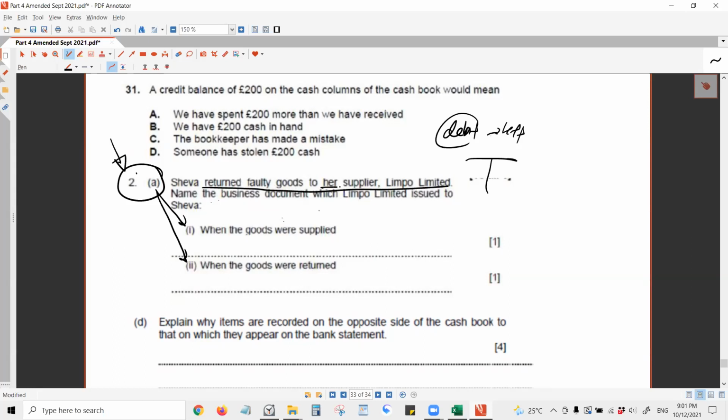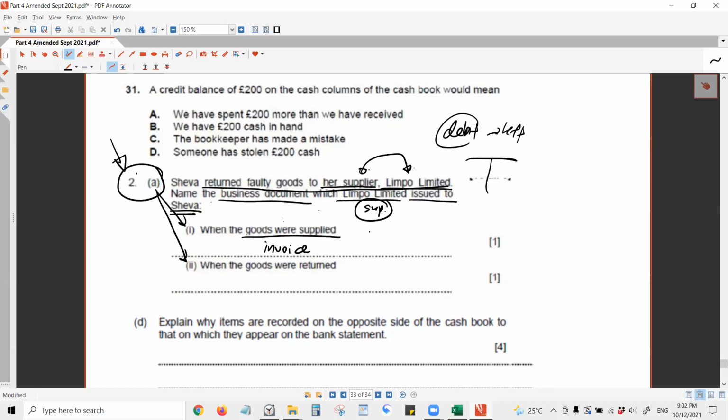Return of goods to a supplier, Limpo Limited. So Limpo Limited is a supplier. Name the document which Limpo Limited issued to Shawa. So they're asking you what document Limpo Limited will send to Shawa when the goods were supplied, which means when they sell goods. Okay, sell goods, and it's an invoice.